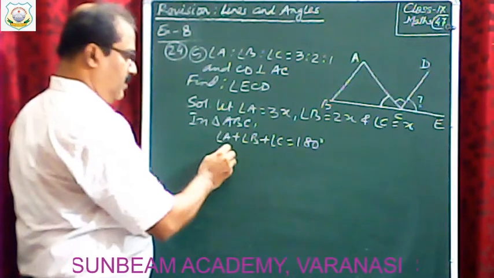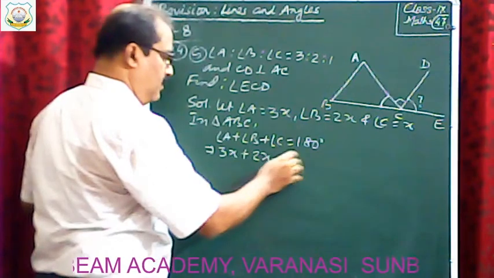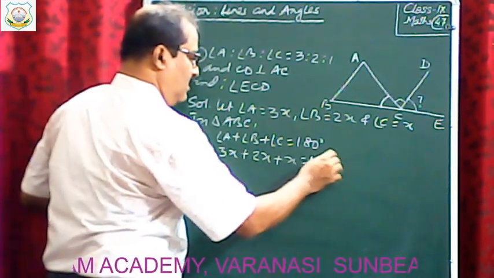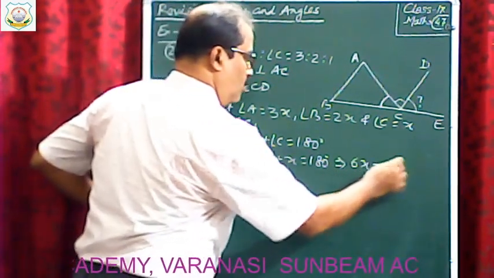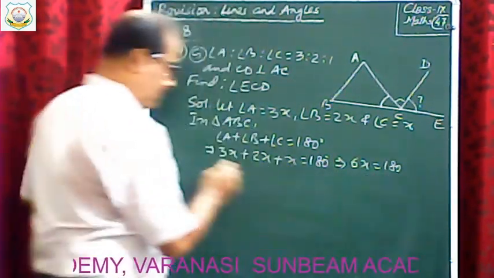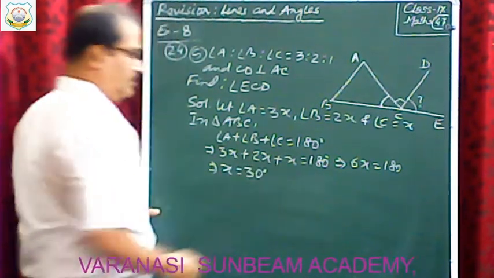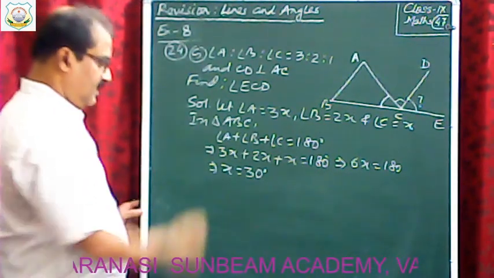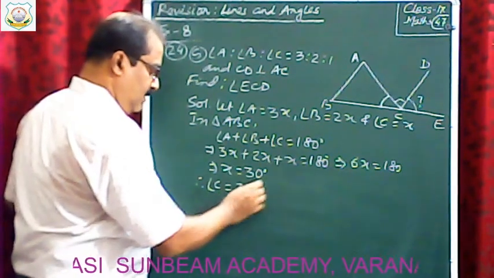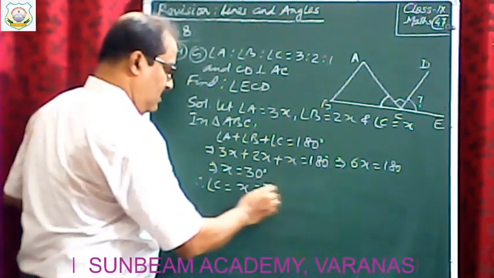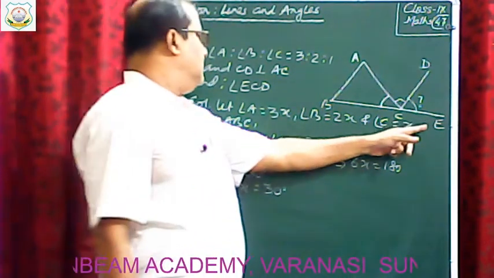Thereafter in triangle ABC, angle A plus angle B plus angle C equal to 180 degrees. So 3x plus 2x plus x equal to 180 degrees. Finally 6x equal to 180 degrees, reducing, x equal to 30 degrees. So angle C equal to x, 30 degrees. Thereafter we have to find angle ECD.